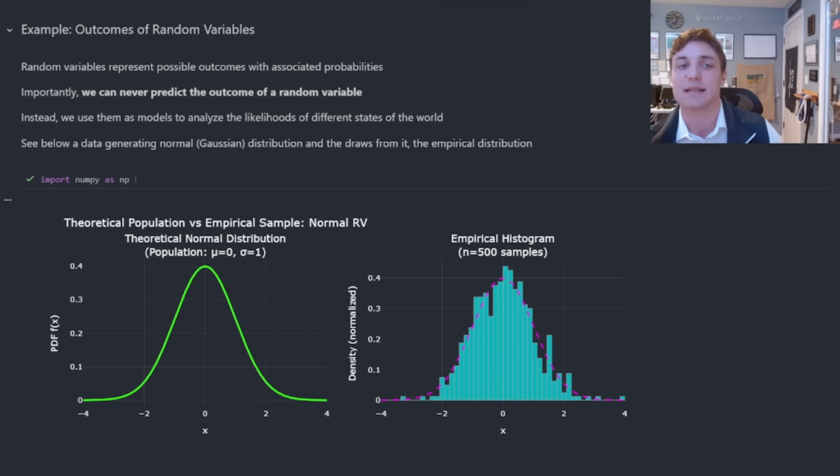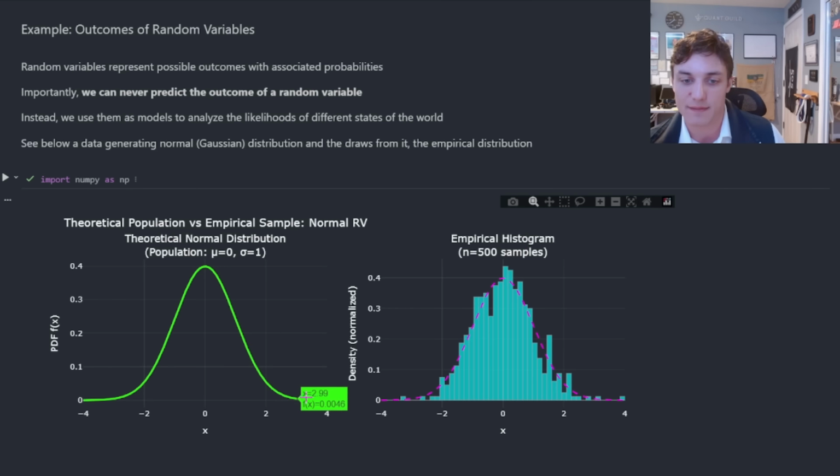Let's take a look at an example of a random variable now. This is a normal random variable. This is the probability density function here. And it's important to note that we can't predict the outcome of any one draw of this random variable. That's not the purpose of random variables. Instead, we can say something about the probability or likelihood of an occurrence or a range of occurrences. So what you'll see here on the right is a histogram. These bars here represent draws from this distribution.